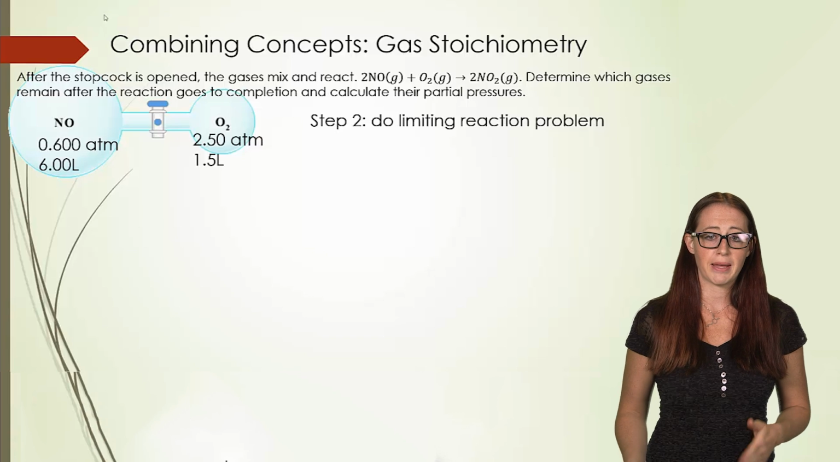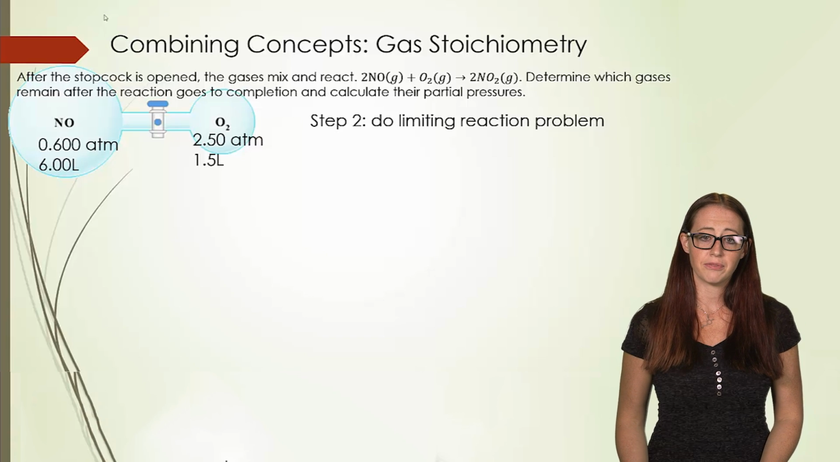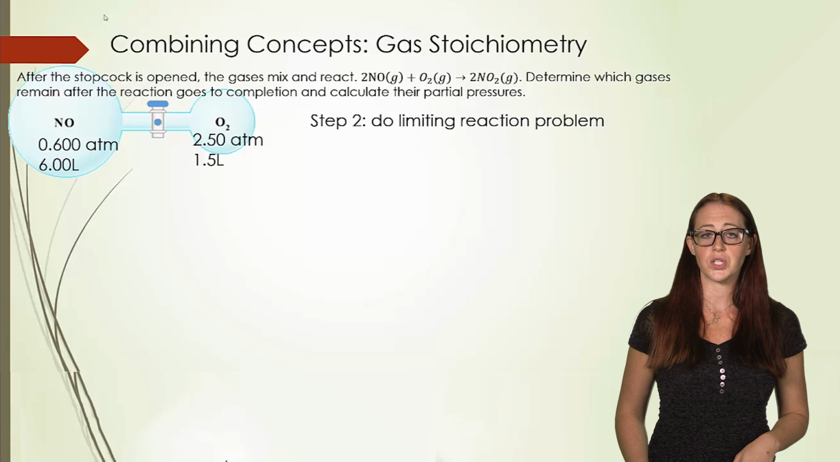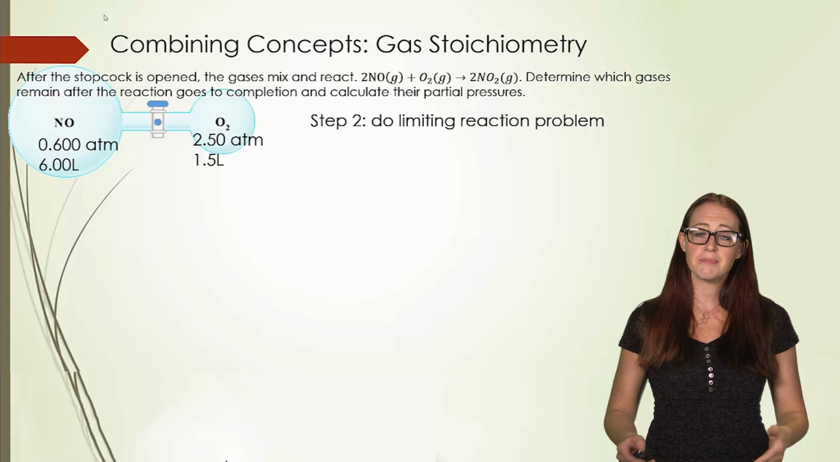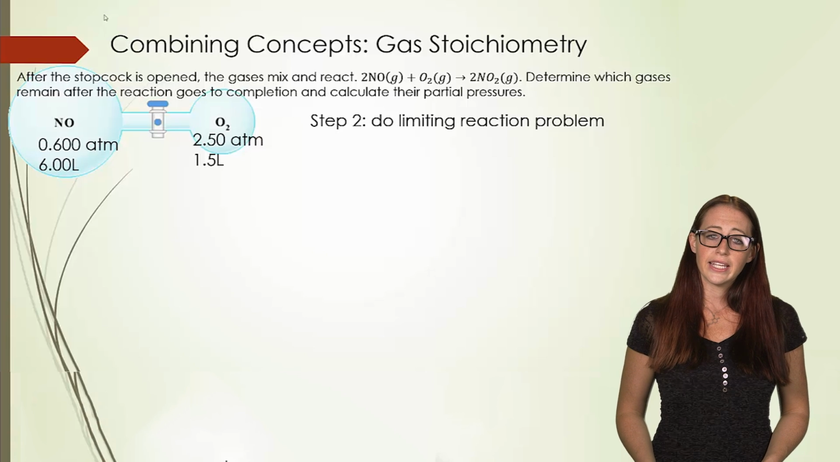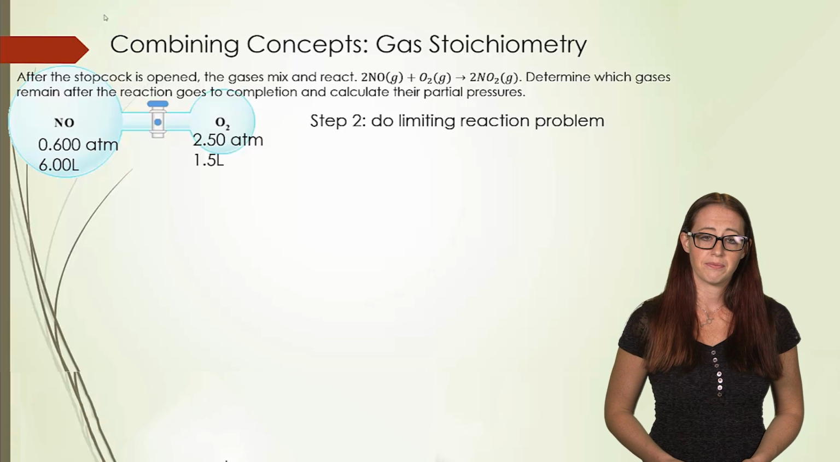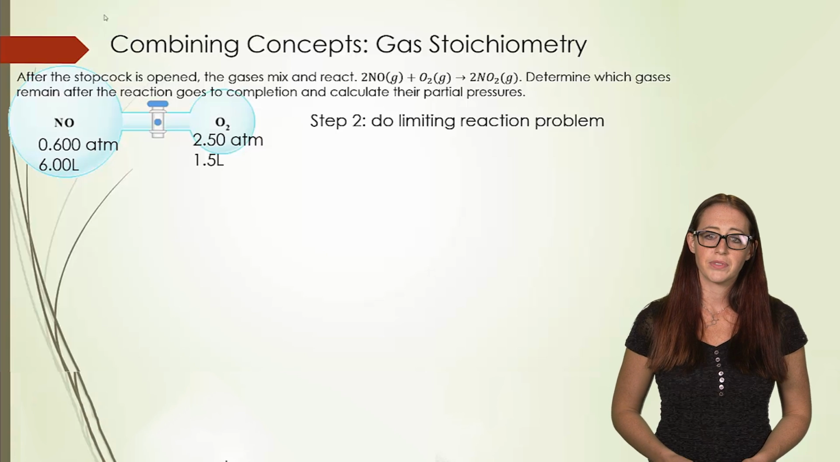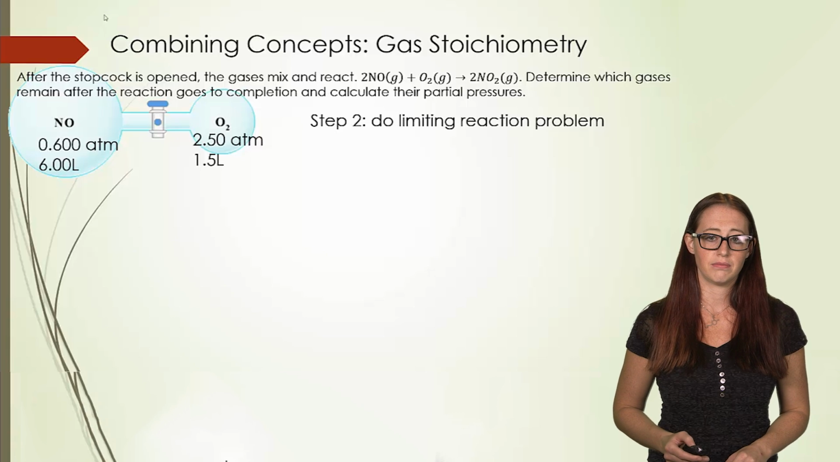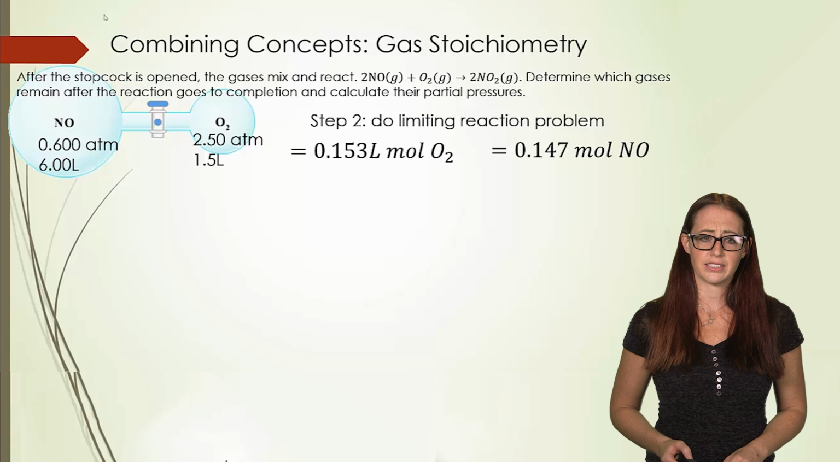So let's do this by comparing the amount of reactants that we have. If you remember back in the limiting reagent problems, there's many ways that you can do this, and if you need more help, spend some time on those videos. Here, if we look at our coefficients in our equation, we can see that for every 1 oxygen, we need 2 moles of NO. Let's look at our values.